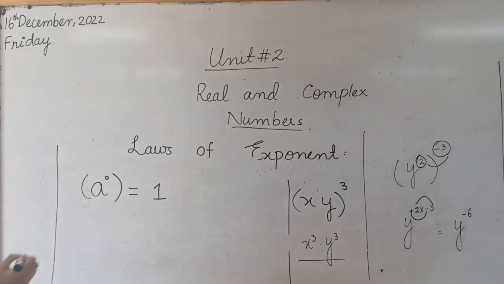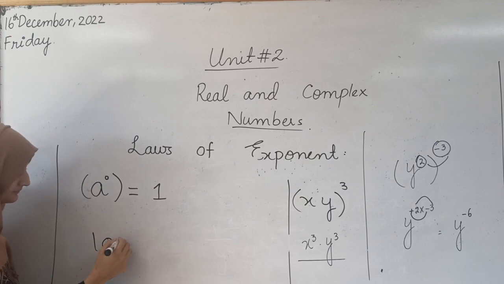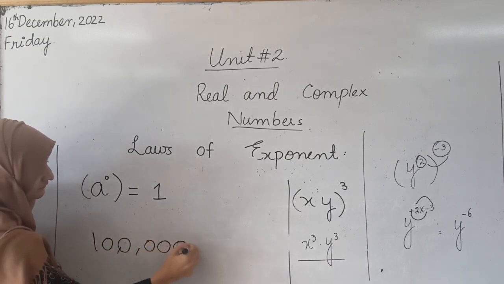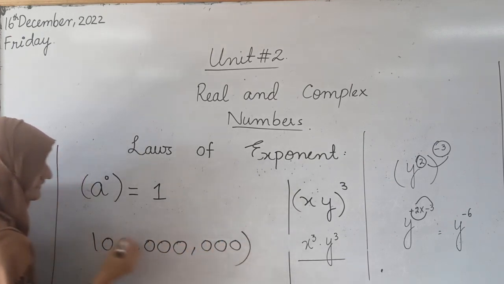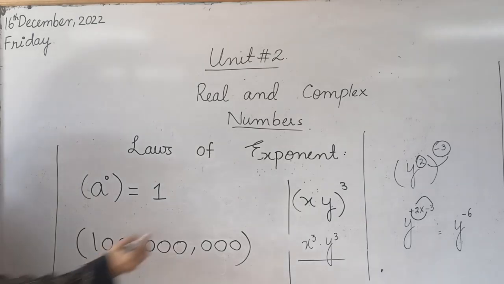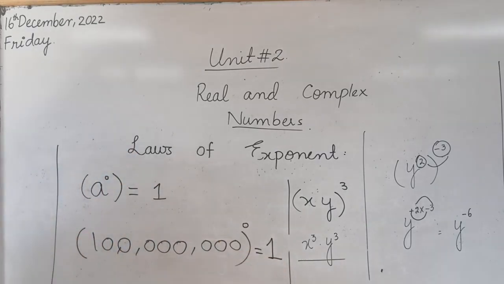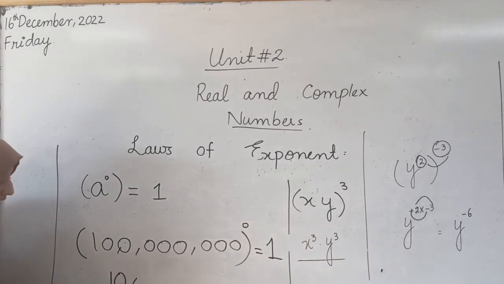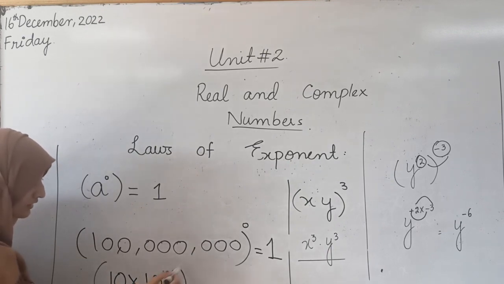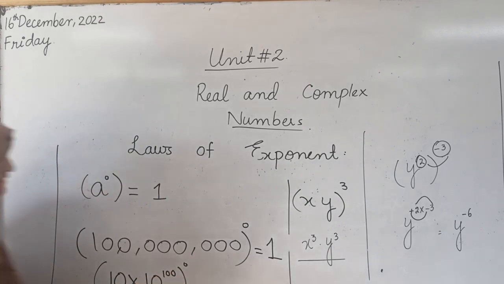For example, if I say 10, this is a big number, and this raised to power 0, this is also equal to 1. 10 raised to power 10 multiply 10 raised to power 100. This is also, if we have power 0, this is also equal to 1.